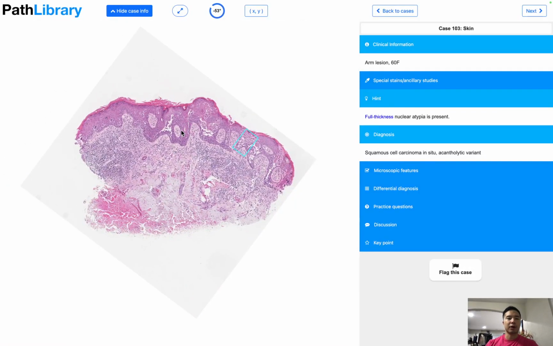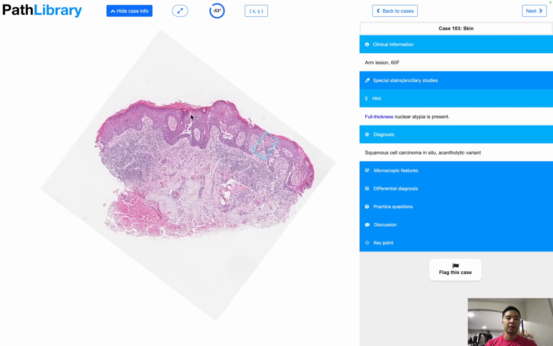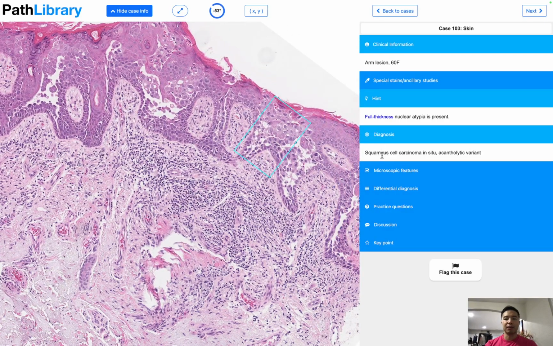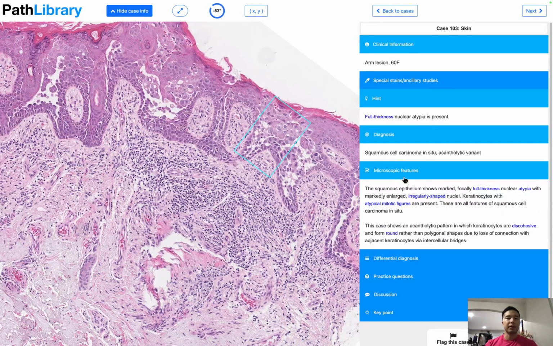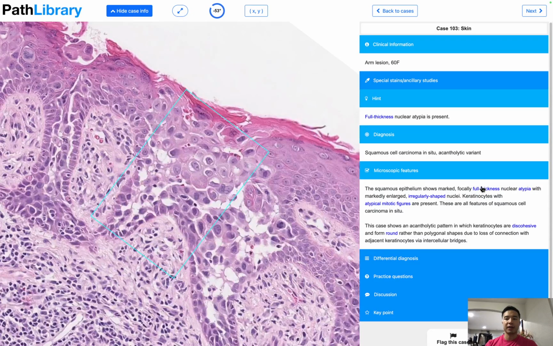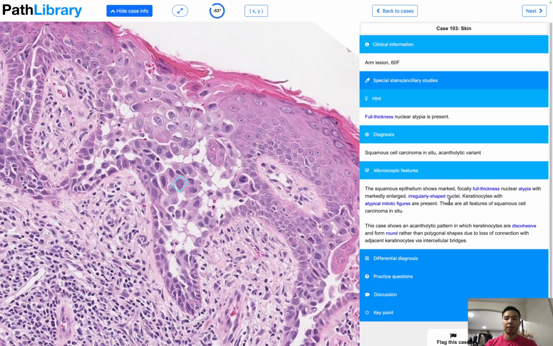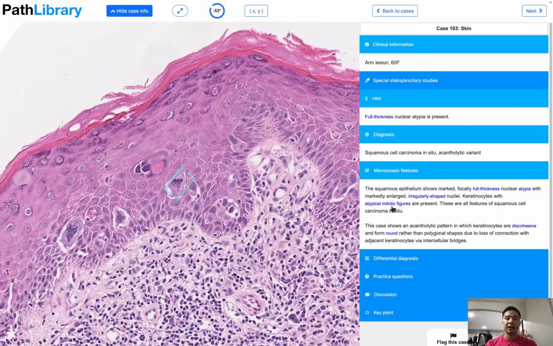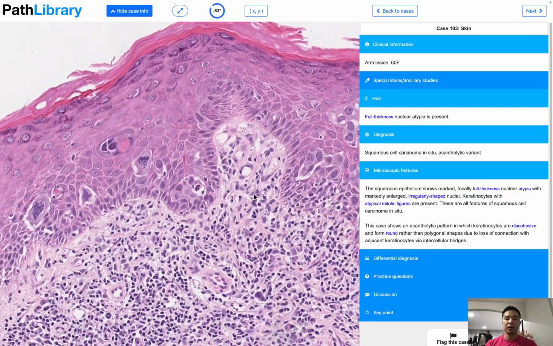So it's not squamous cell carcinoma, and I may have misspoken if I said squamous cell carcinoma. It's only squamous cell carcinoma when it invades into the papillary dermis and reticular dermis, but we don't see that here, but we do see full thickness atypia. The squamous epithelium shows marked, focally full thickness nuclear atypia with markedly enlarged, irregularly shaped nuclei. Keratinocytes with atypical mitotic figures are identified. These are all features of squamous cell carcinoma in situ.